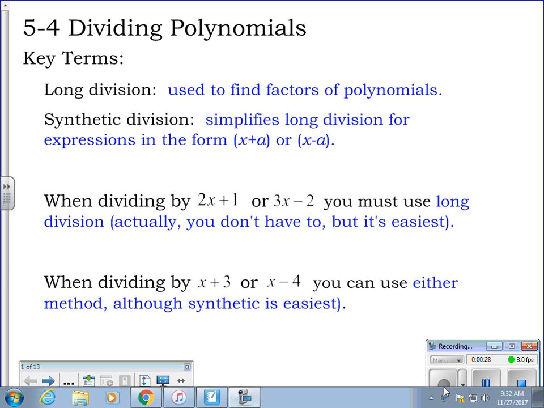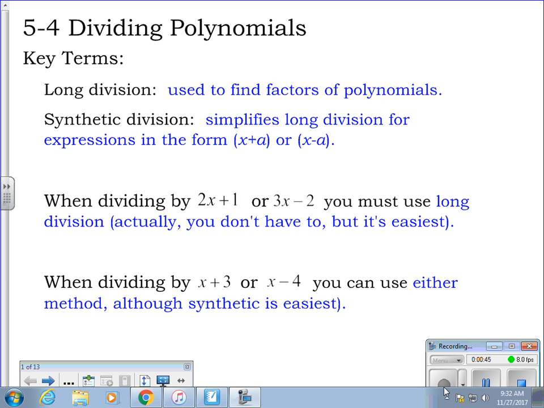Or at least it's the same algorithm. An algorithm is a step-by-step process to solve a problem. That's what computer programs are. They're algorithms. Okay. Synthetic division simplifies long division for expressions of the form x plus a or x minus a.